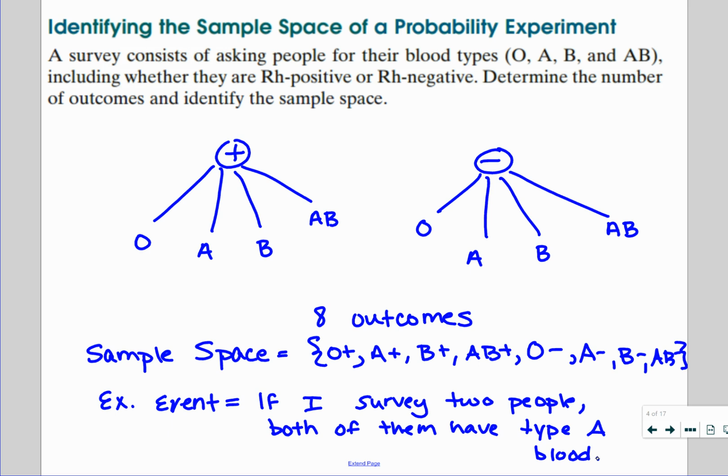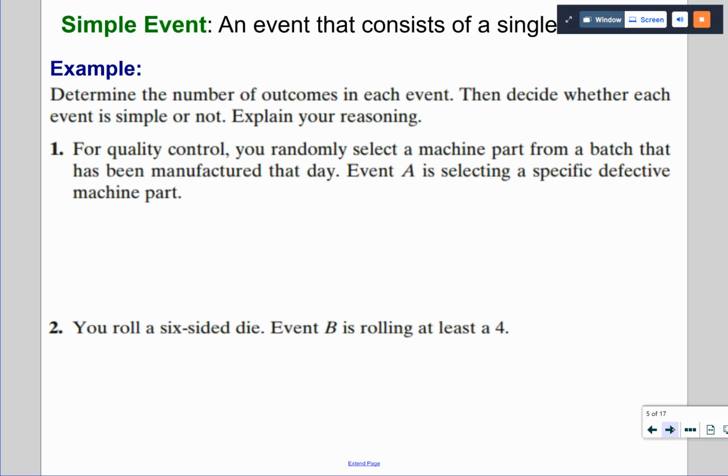Next slide. An example of a simple event. A simple event is an event that consists of a single outcome. So only one thing happens. So if I survey one person and they tell me their blood type is O positive, that's an example of a simple event. Only one outcome is included. So down here, we're trying to figure out how many outcomes there are in the event that's described. And if there's one outcome, we're going to label it as simple. And if there's more than one outcome, we're going to label it as not simple.